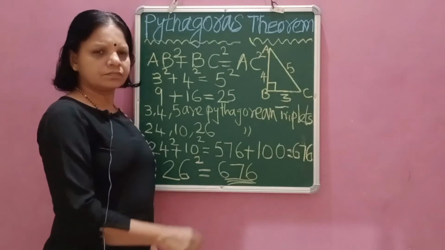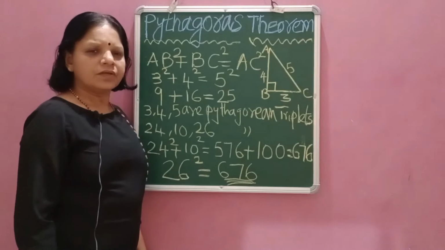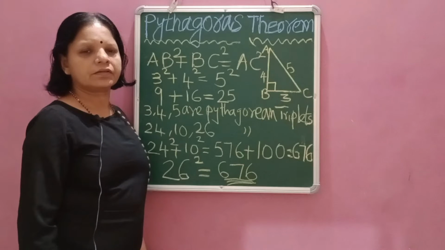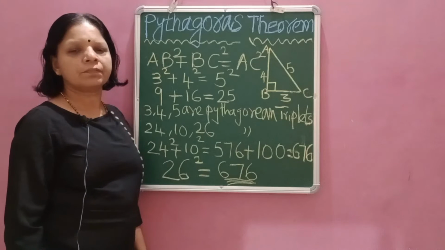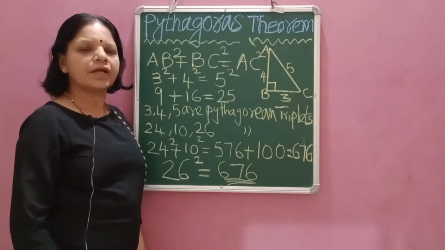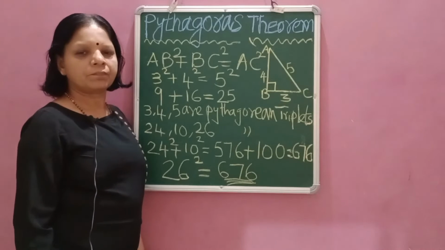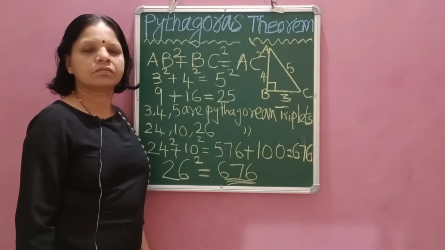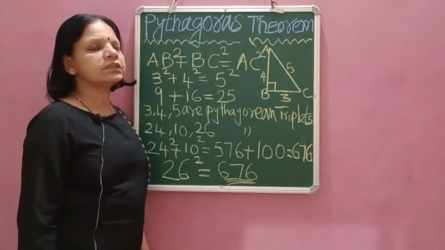Then it can be seen that if you add the squares of the perpendicular sides, that is squares of AB and BC, then it will be equal to, it can be seen that this sum is equal to the square of the hypotenuse. It is true for any right angle triangle. That is the property invented by the mathematician Pythagoras. Therefore, it is called Pythagoras theorem.